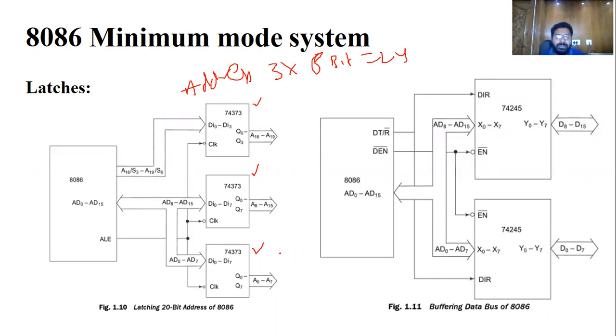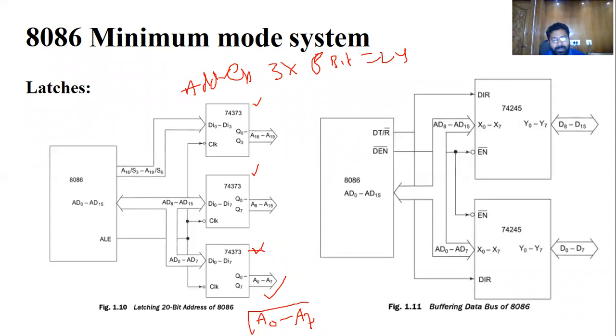Nothing but 8-bit octal lines. Now see this. How can we divide this one? Addresses are divided. You see this, 0 to 7. They are divided into A0 to A7, which is handled by the one latch. So 8 bits. Now see this. These are the 8 bits.